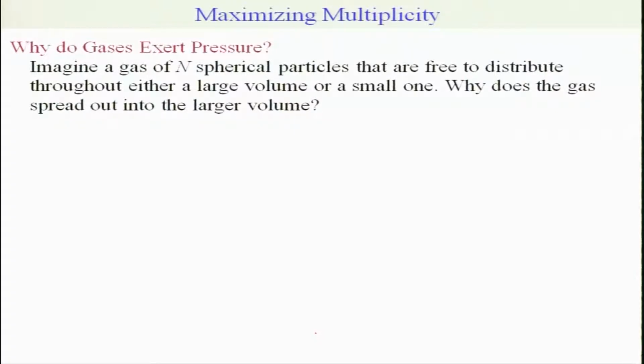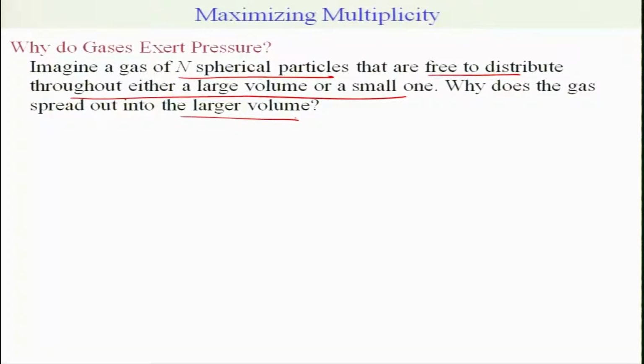For example, why do gases exert pressure? Now, imagine a gas of N spherical particles that are free to distribute throughout either a large volume or a small volume. The question would be, why does the gas spread out in the larger volume? That is something which we have intuition about, but how do you explain that using the multiplicity concept?